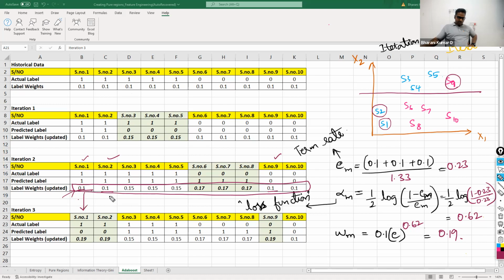So for all these misclassified entries, these three, you change the weights. And this is how the algorithm will continue on and on. And finally, you combine the results of all these classifiers. Now let me give you the initial classifiers also. This was iteration 1. And this was your iteration 2. And this was our iteration 3.